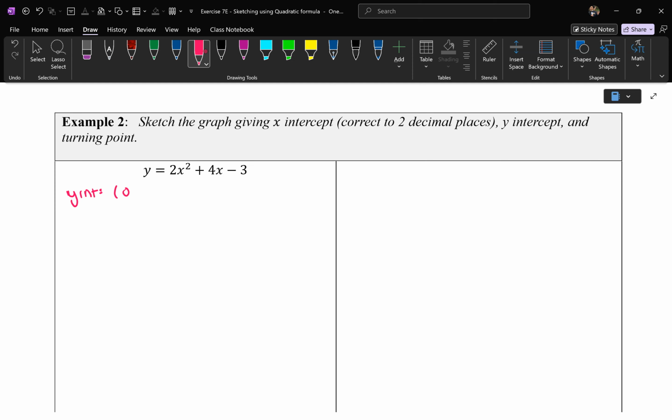Y-intercept is clearly (0, -3). Turning point, we can use x equals negative b on 2a.